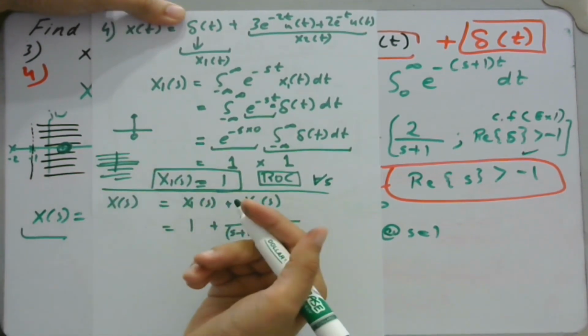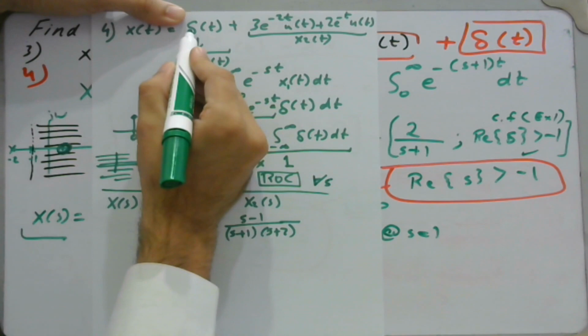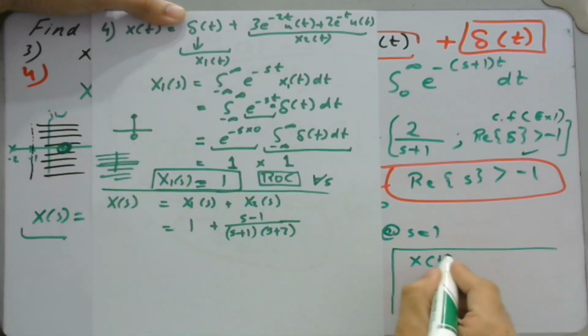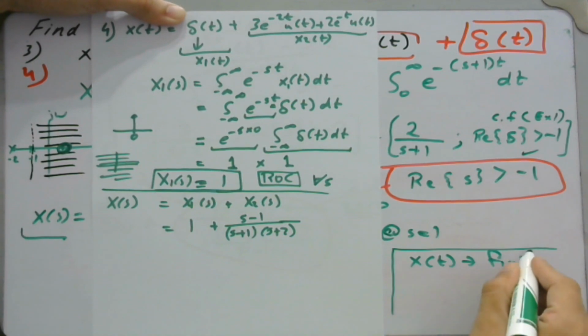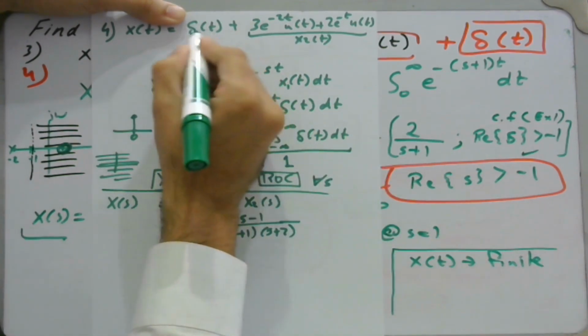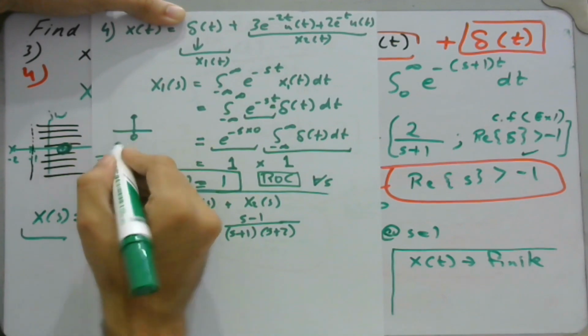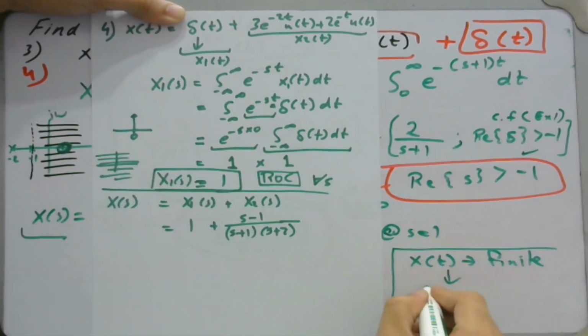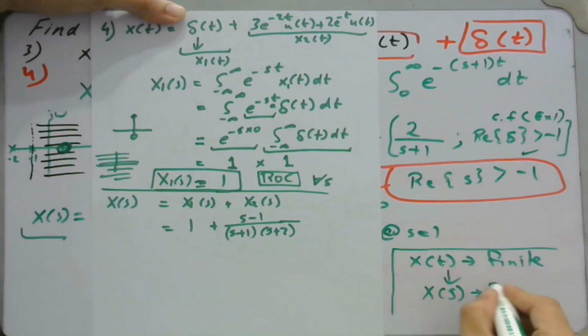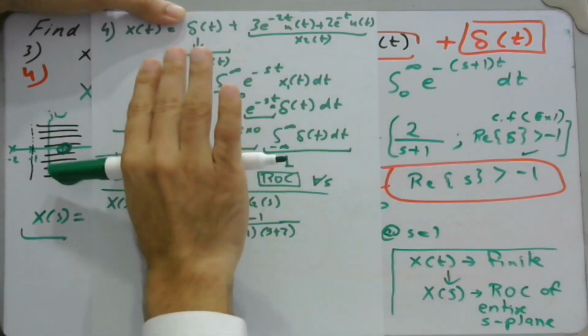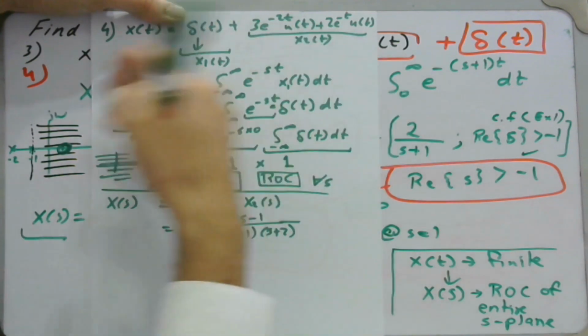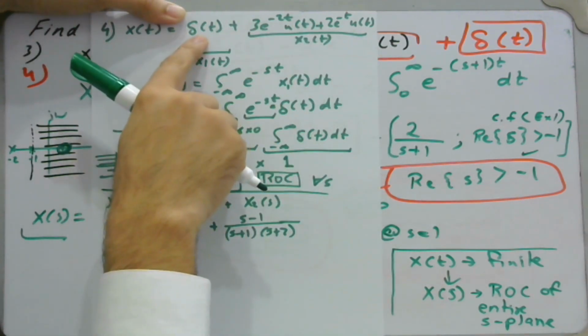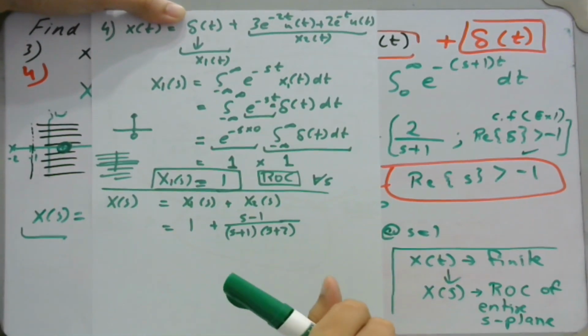This also gives us a very interesting and a very beautiful property: if the signal x of t is finite in time, only available at time 0, this would lead to x of s having an ROC of the entire s plane. If the signal was right-sided, the ROC was right-sided. If it was left-sided, the ROC is left-sided. If the signal in the time domain is finite, the ROC is the entire s plane.